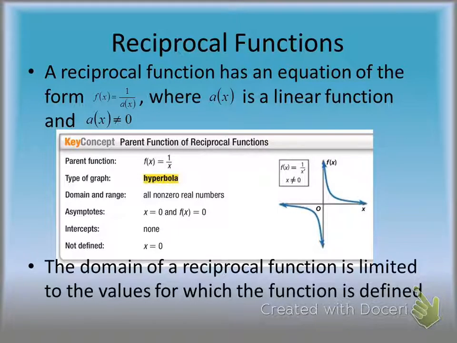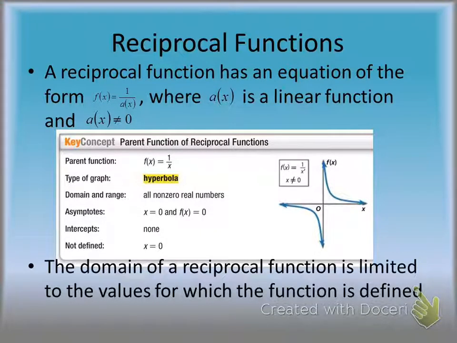So starting off with a pretty important slide, a reciprocal function has an equation of the form f of x equals 1 over a of x, where a of x is a linear function and not equal to 0. So basically what this means is your reciprocal functions will have some number in the numerator and a linear function in the denominator where it does not equal 0. So you're talking about things like 1 over x plus 2 or 7 over x plus 1, stuff like that. As long as you have a number in the numerator and a linear function in the denominator.